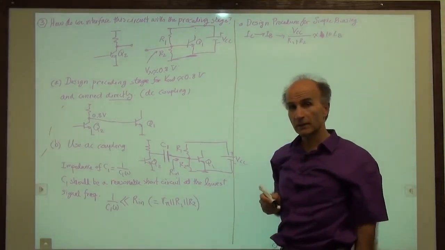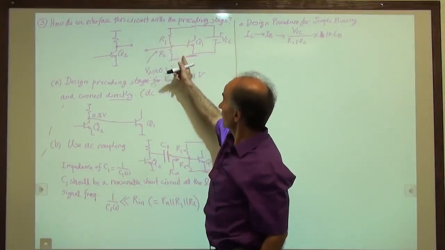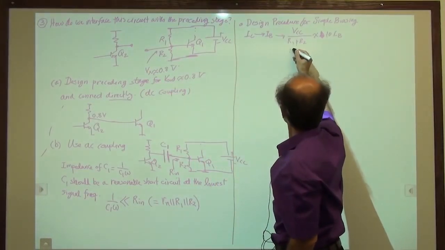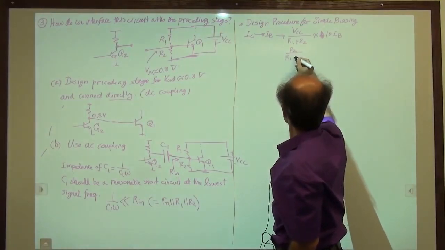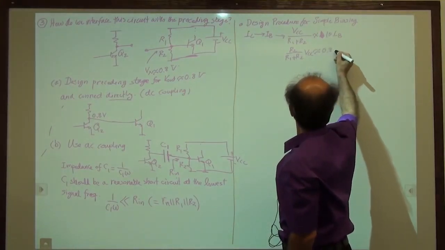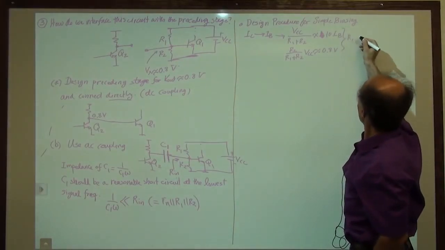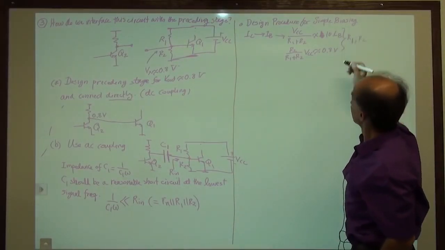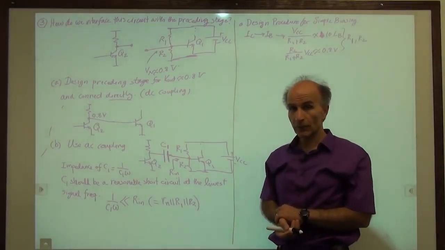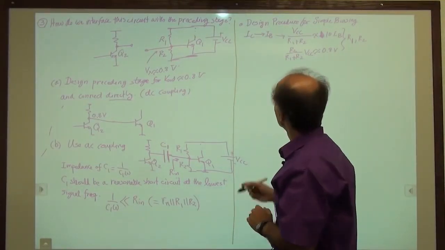That's one equation. What else do we know? Well, we want this voltage divider to give us approximately 0.8 volts. So we also know that R2 over R1 plus R2 times VCC is approximately 0.8 volts. So from these two equations, we can find R1 and R2. So now we have everything that we need. That's the simple procedure we would follow to choose the value of different components.